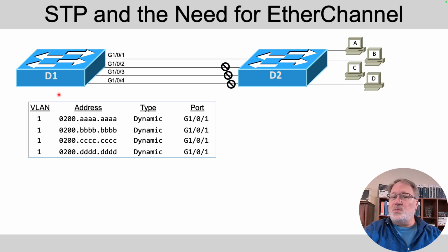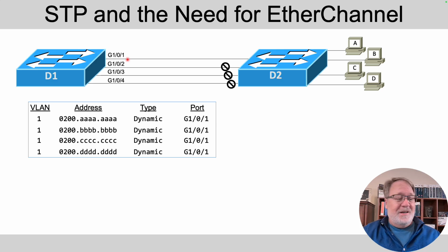We're still in that case where we're not using EtherChannel, and let's say PCs A, B, C, and D use these MAC addresses that have a bunch of A's, B's, C's, and D's in them, all right? So from a MAC learning perspective, because 3 of these links are blocking, all 4 of those MAC addresses are going to be learned off of D1's port gig 101 because the other 3 ports are effectively unused at this point.